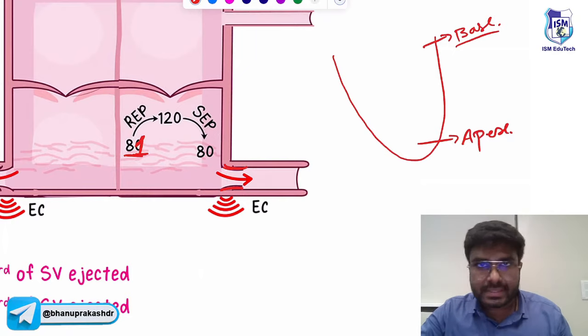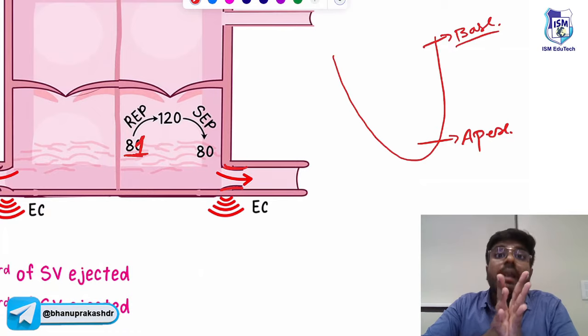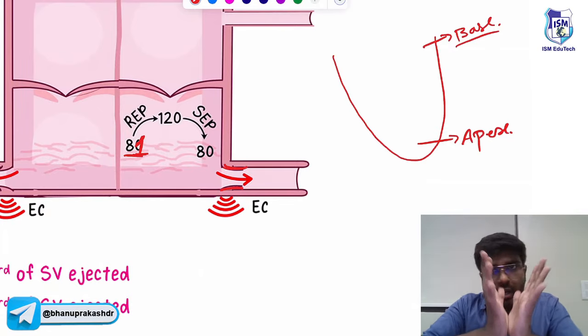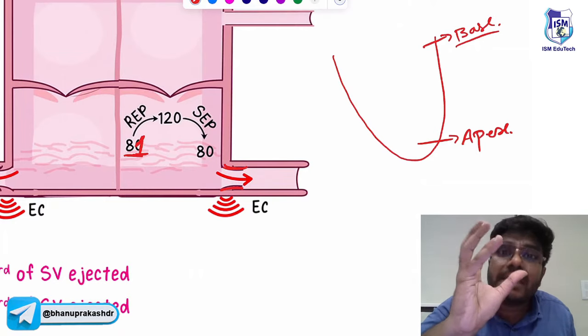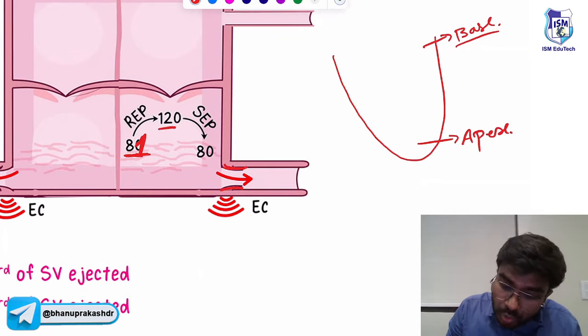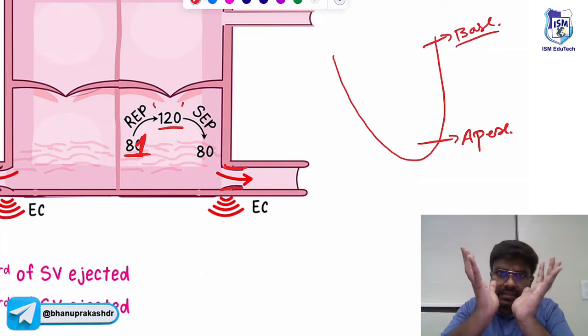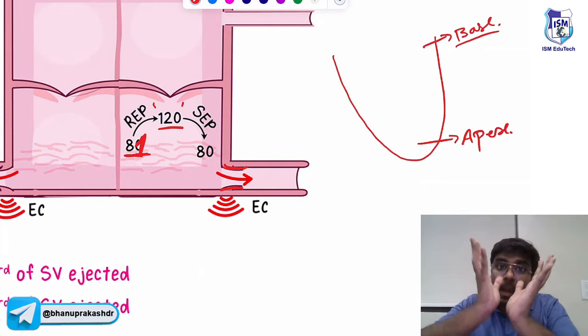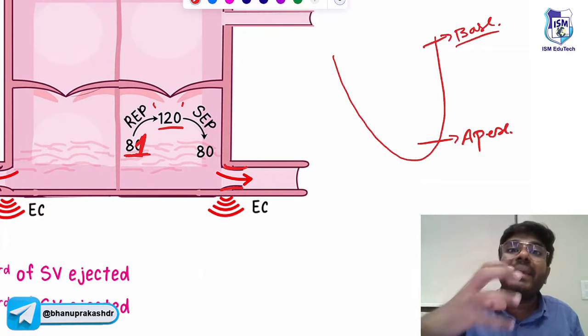Apex and base. First, the apex will contract. When the apex is contracting, the ventricle is contracting, the apex has thick muscles. So the pressure will go from 81 up to 120. Isovolumetric contraction, the ventricle is contracting. The apex will contract first. The apex has a bulkier, big muscle.